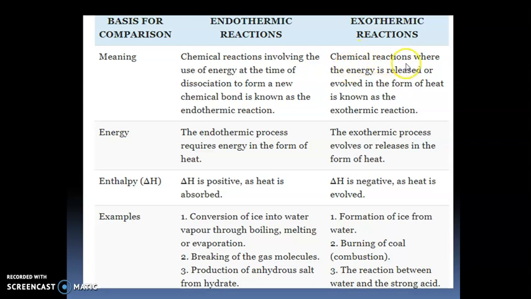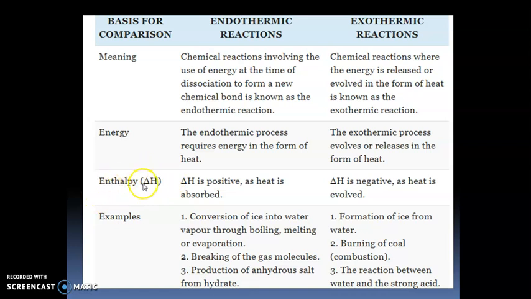Whenever a chemical reaction where the energy is released or evolved in the form of heat is known as an exothermic reaction. When we are talking about energy, we know that all kinds of reactions in which heat energy is absorbed belong to the endothermic nature of reaction. And whenever heat energy evolves or escapes out from the system, this kind of reaction is an example of an exothermic reaction, as we discussed in the previous slide.